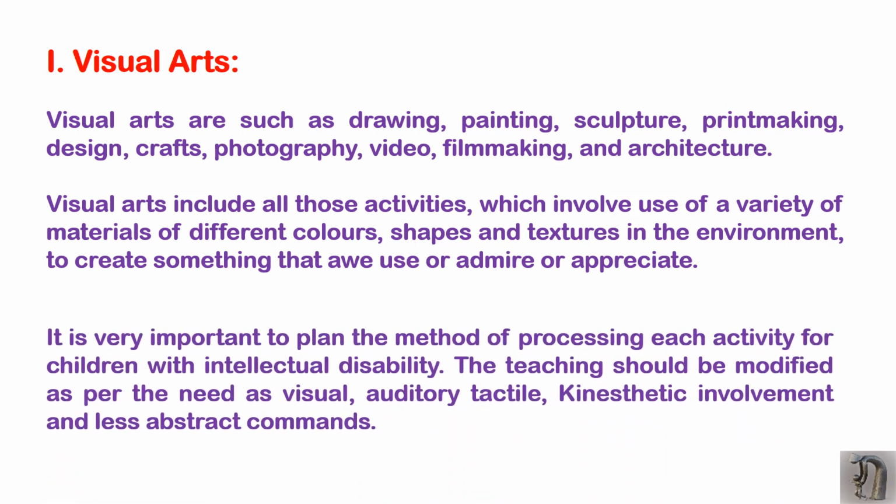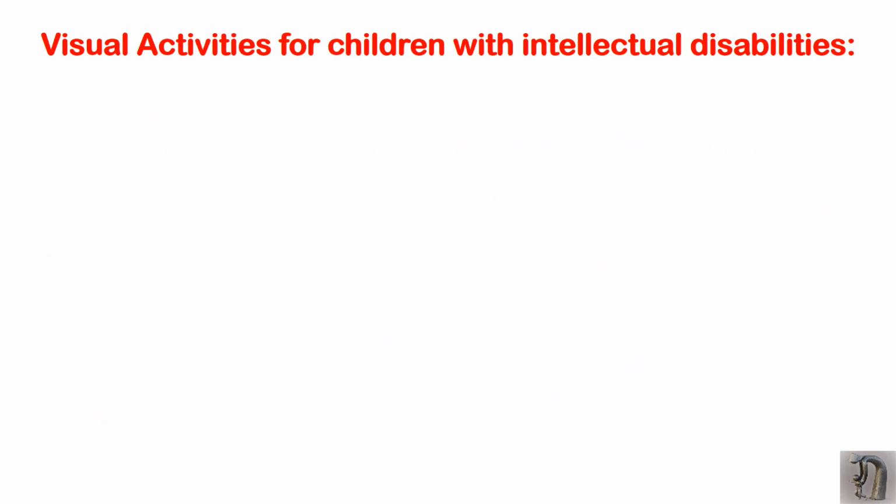When it comes to children with intellectual disability, it is very important to plan the method of processing, how these activities can be taken. So you need to teach and modify as per VAKT, that is, visual, auditory, kinesthetic, and tactile involvement must be there, so that they can understand the concept perfectly. I have uploaded a video on VAKT. You can go through it. Let us move to the activities of visual arts for children with intellectual disabilities.